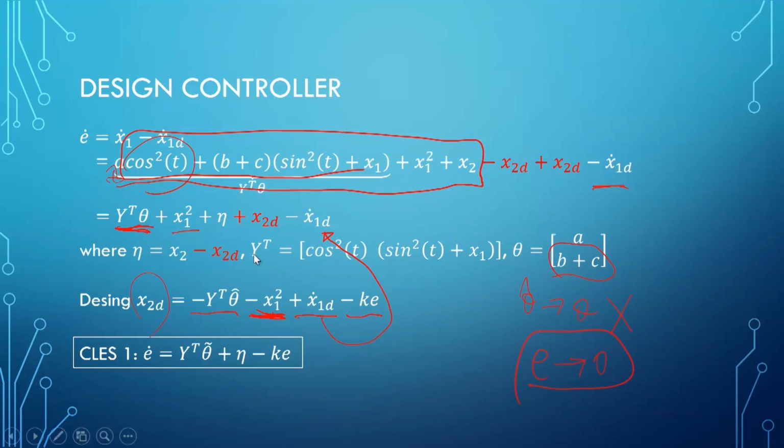Okay, y is here, right? And when you take the time derivative of y, because it's a function of time, cosine squared t becomes what? 2 cosine times minus sine. Okay, all these are functions of time. Okay, and as well as x1. Okay, 能懂吗?